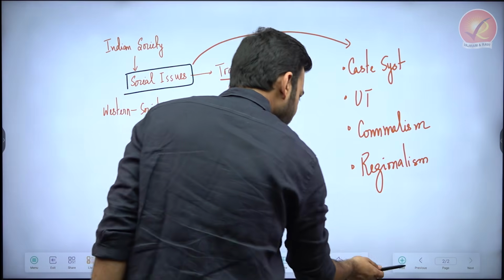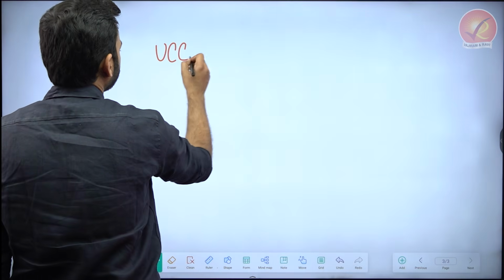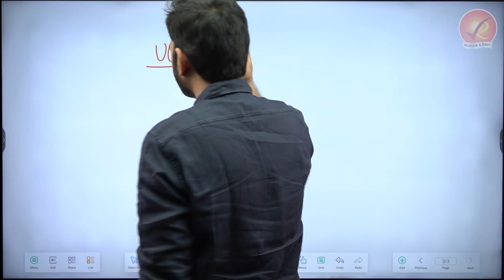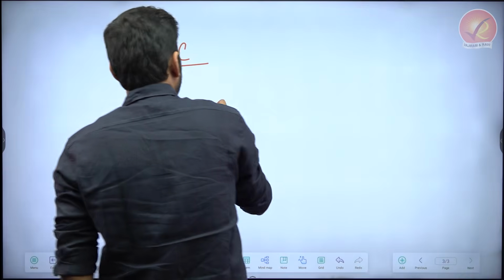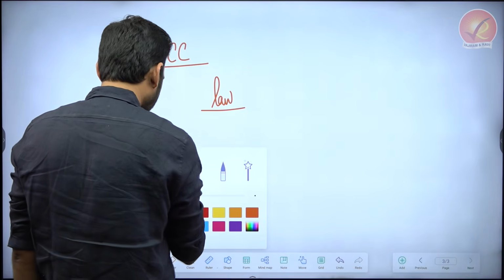And one such issue that I would like to discuss today is the Uniform Civil Code in India, the debate of Uniform Civil Code. Should we bring a Uniform Civil Code in India or not? So to understand the Uniform Civil Code, we have to understand some basics. For example, first we can start with understanding the idea of what is law.